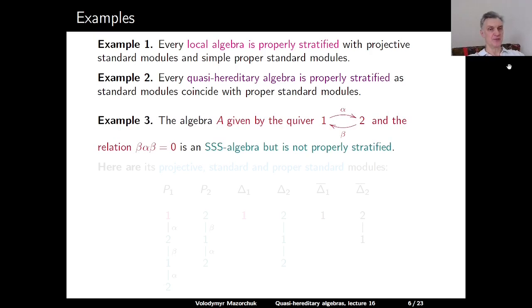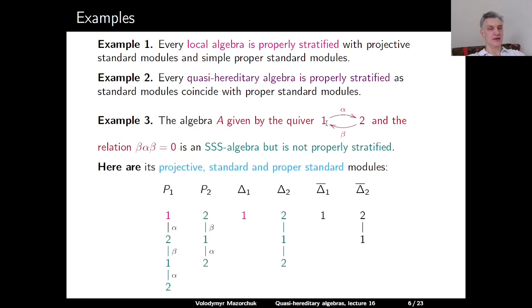So here is a third example. Consider the algebra A given by the following quiver. We have two vertices 1 and 2, an arrow alpha from 1 to 2, and an arrow beta from 2 to 1, and the relation beta alpha beta is equal to 0. This algebra is an SSS algebra, but it is not properly stratified. Let's look in detail at its projective, standard, and proper standard modules.